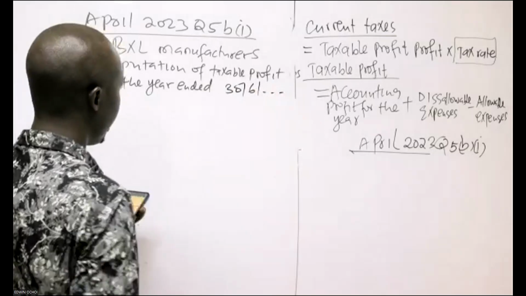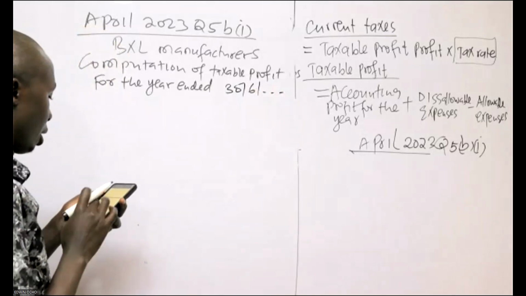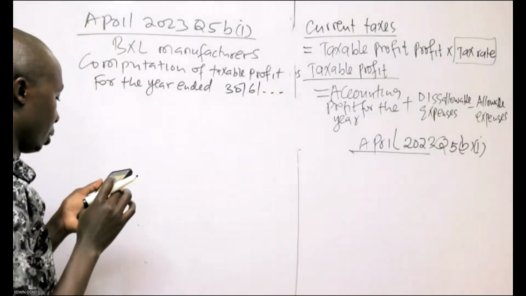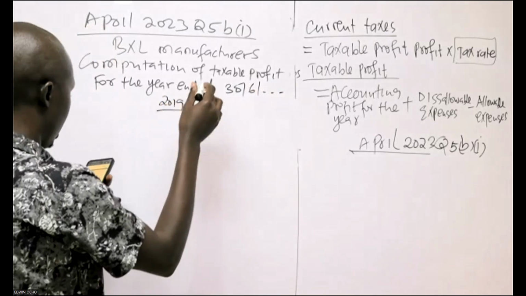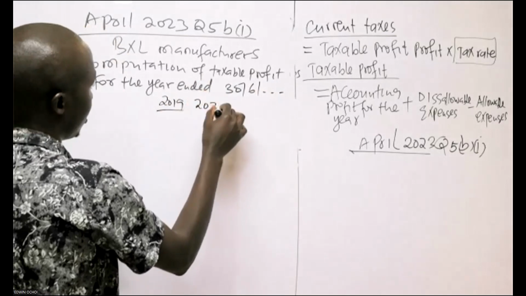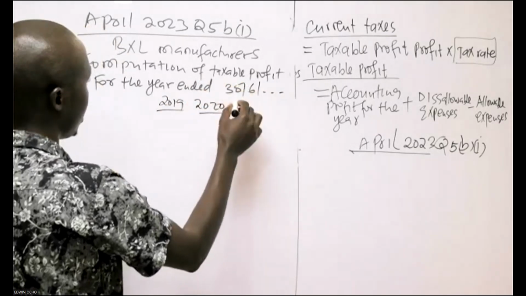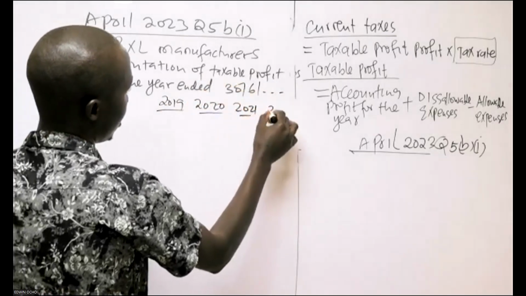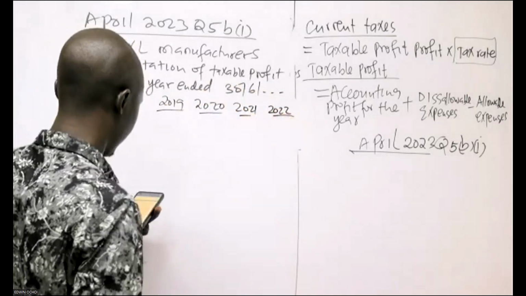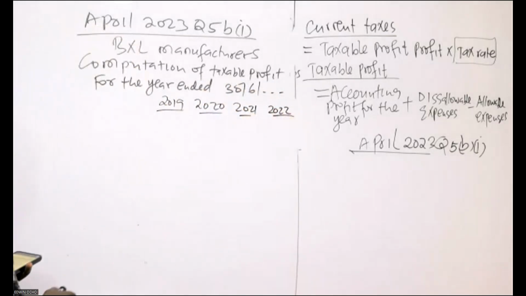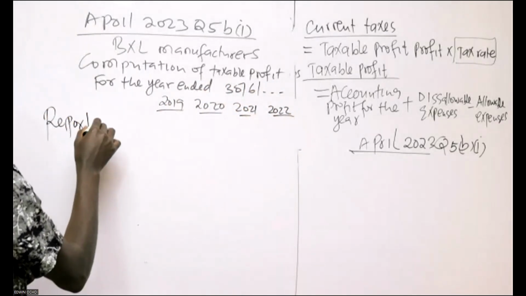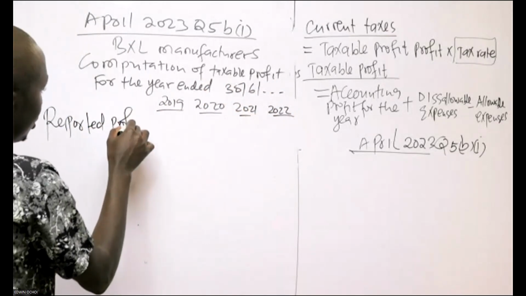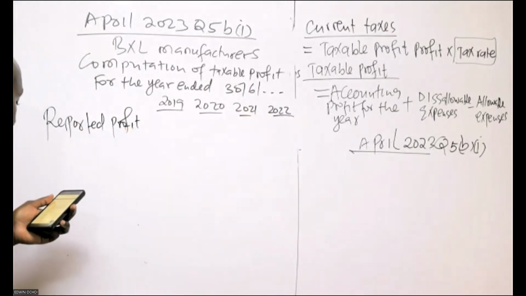But now we have various years. So we have 30th June 2019, 2020, up to 2021, 2022. So we start from the accounting profit for the year, which is all about the reported profit. So we start from the reported profit.